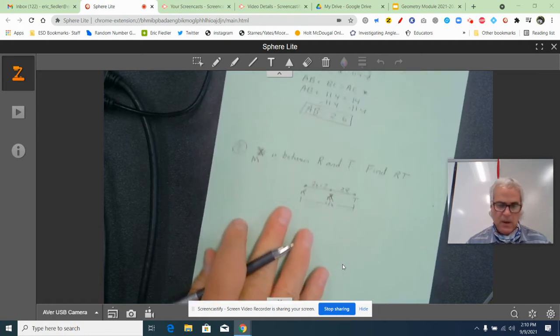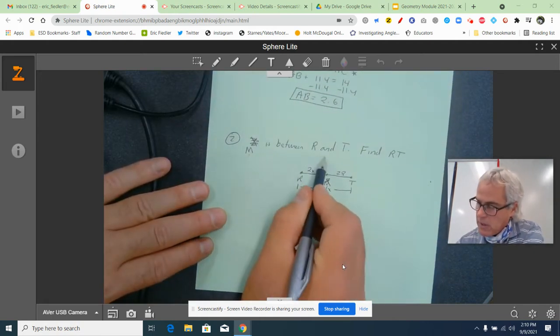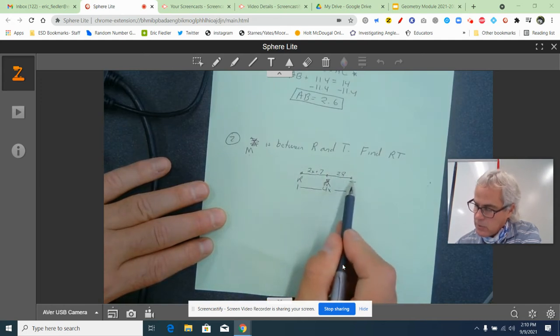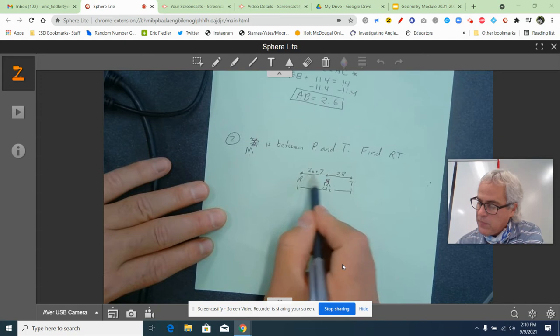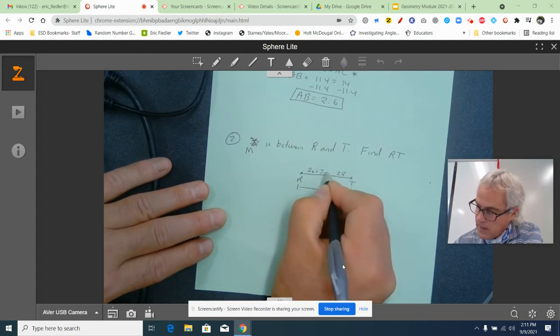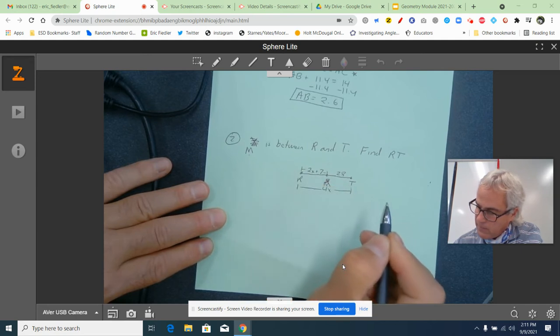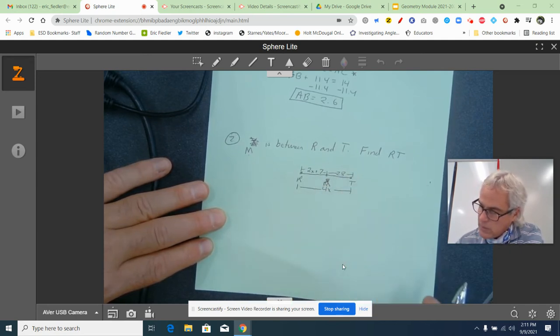Next one, I made a little mistake and I didn't want to redo this paper. So M is between R and T, so I drew a picture. M is between R and T, and it says find RT. There's some information that's given to you on the picture. The distance from R to M, or RM, is 2x plus 7. And the distance from M to T is equal to 28.